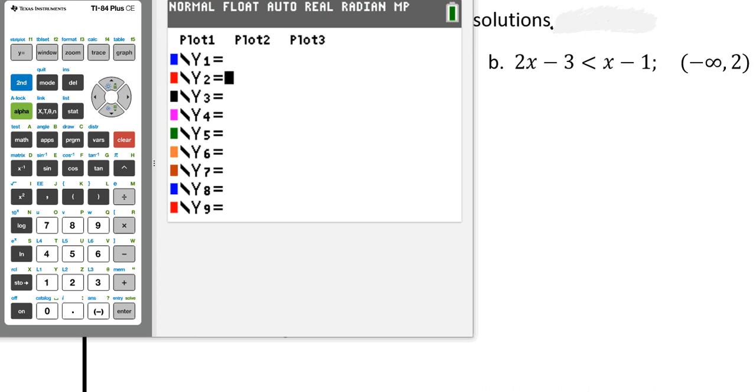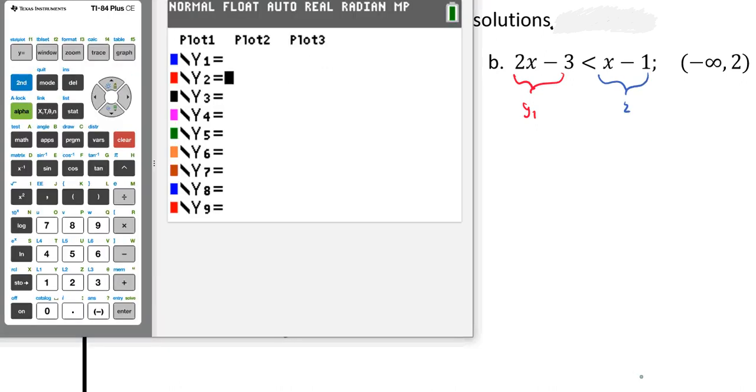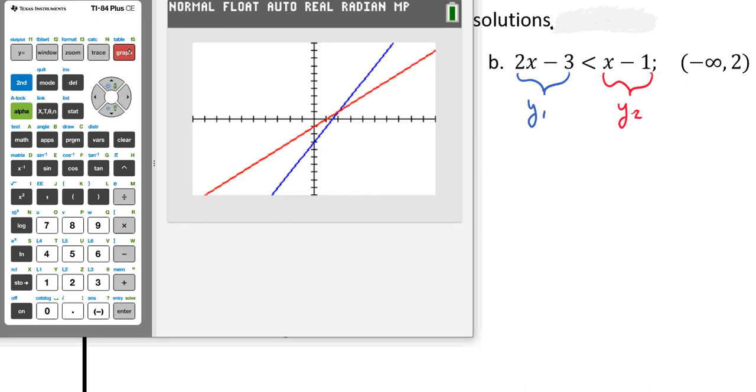All right. So same kind of a plan here. We're going to take our y1. Let's use red this time. So this will be our y1. And this will be our y sub 2. And we'll plug those in. Oh, our y sub 1 was in blue. Maybe I'll adjust that real quick. Okay. So here we have 2x minus 3. And here we have x minus 1. We're going to go ahead and we're going to graph those really quickly.